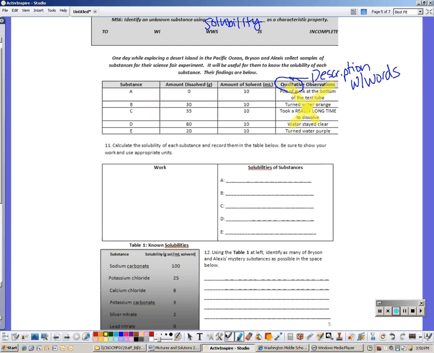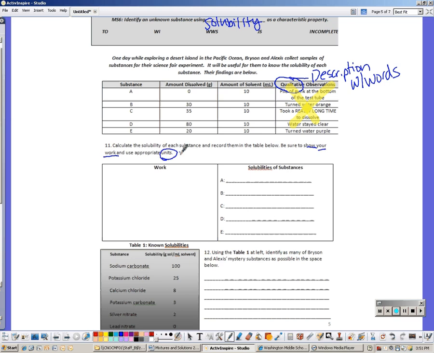Okay? So the first thing you need to do for number 11 is calculate the solubility of each substance and record them in the table below. You need to show your work. So again, I know that you didn't just guess, or happen to glance at someone's paper next to you. You also need to use the appropriate units.